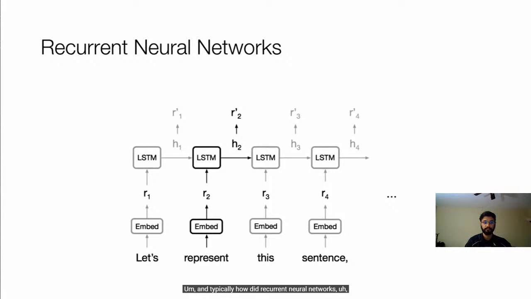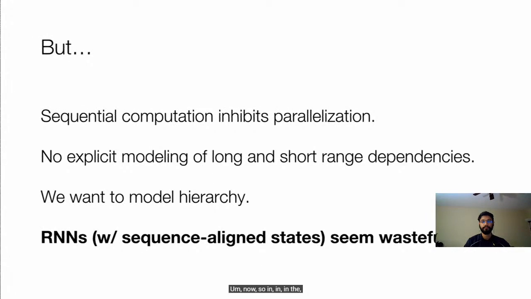And typically, how do recurrent neural networks produce representations? They consume a string or a sentence, even an image, sequentially, and at each position, at each time step, they produce a continuous representation that's a summarization of everything that they've crunched through.